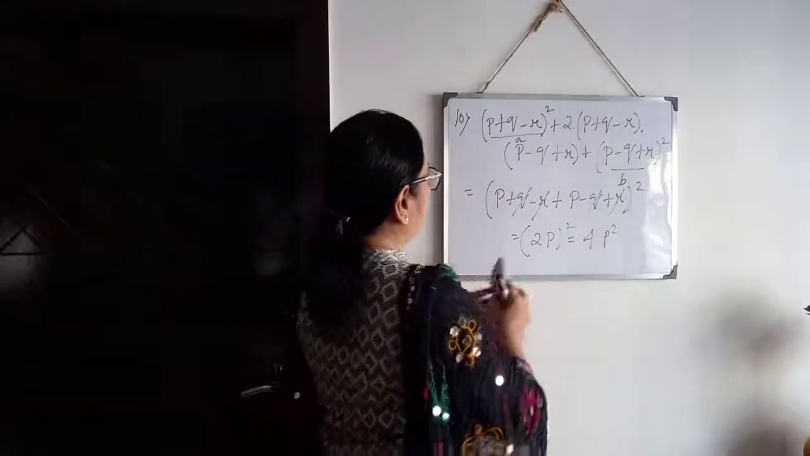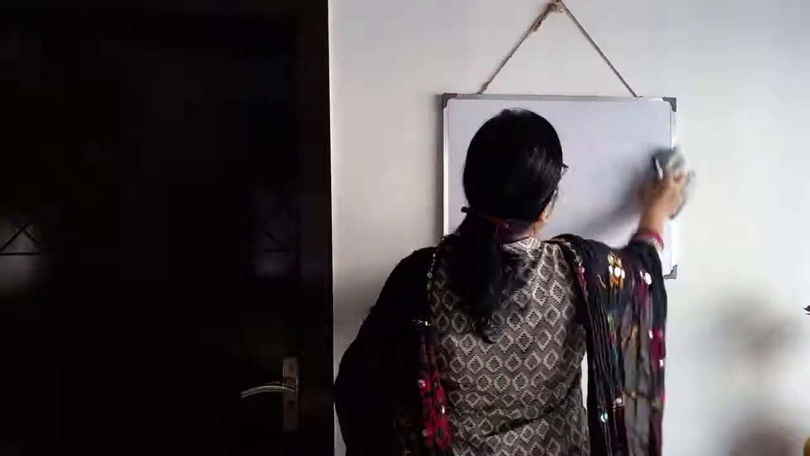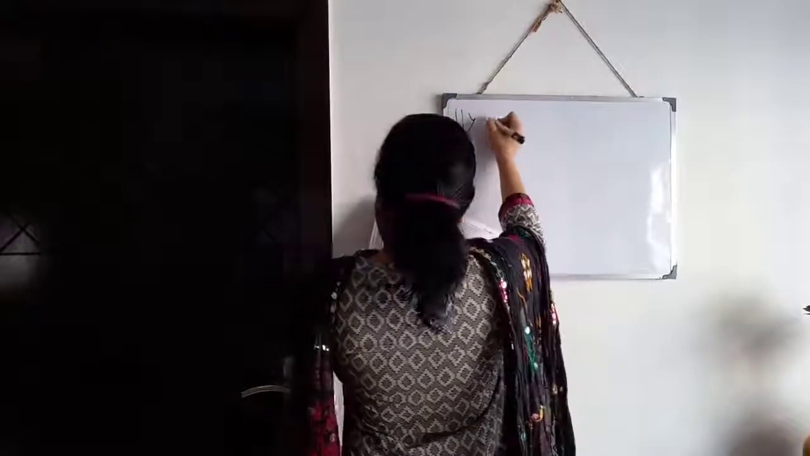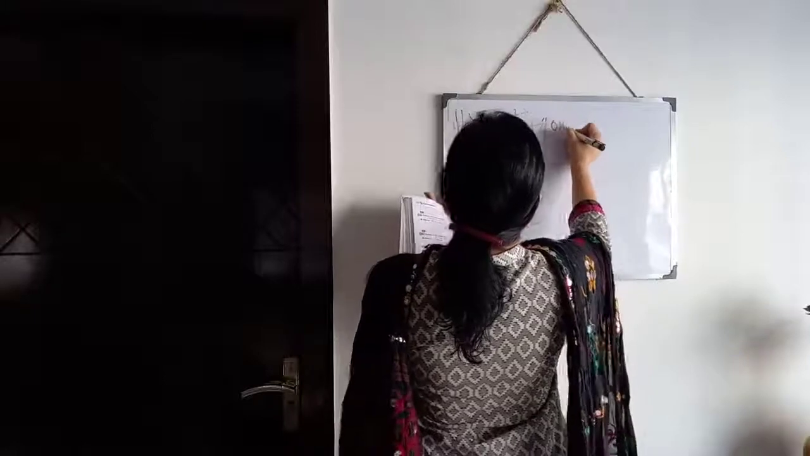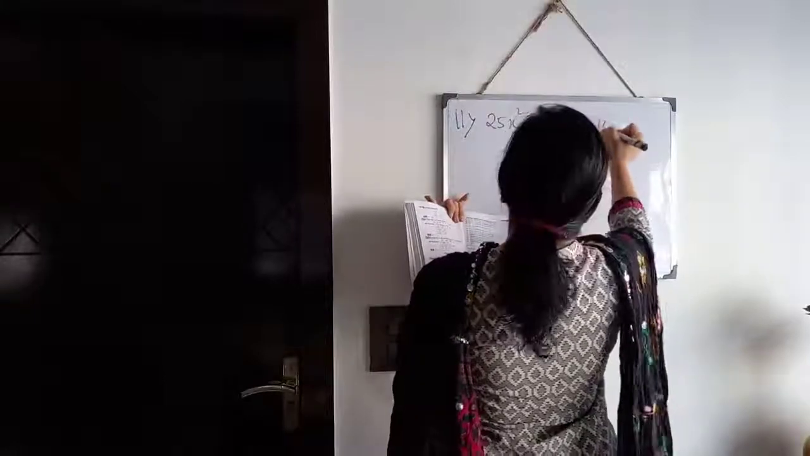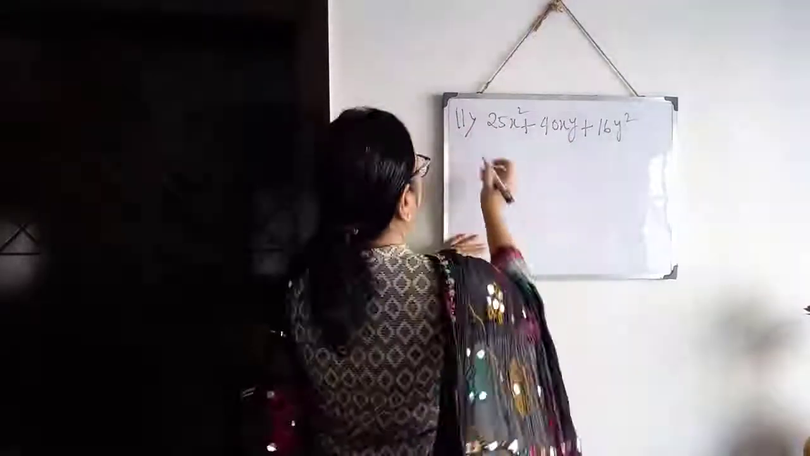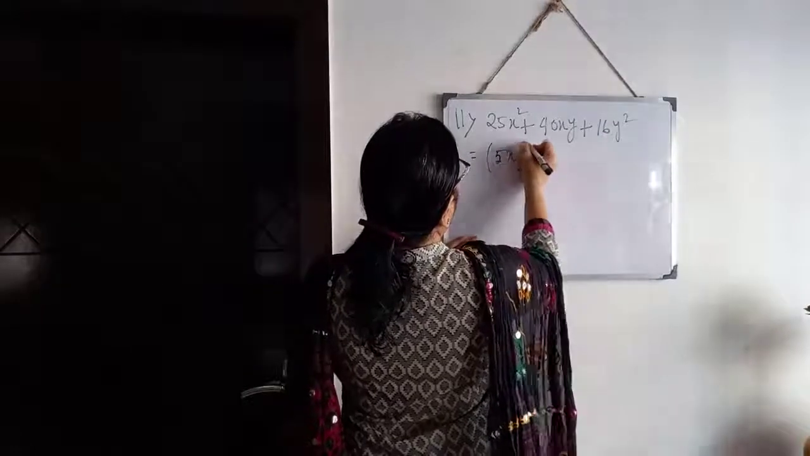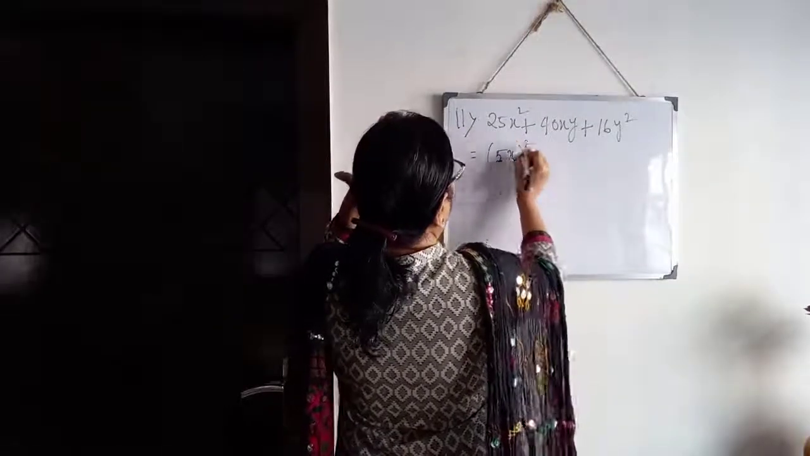That means we have to first simplify, then we will put the value. Number 11. 25x square plus 40xy plus 16y square. First we will express it in the form of A plus B whole square. Now this one we can write, 25x square we can write in the form (5x) whole square. When we open the bracket, 5 square means 25x square.